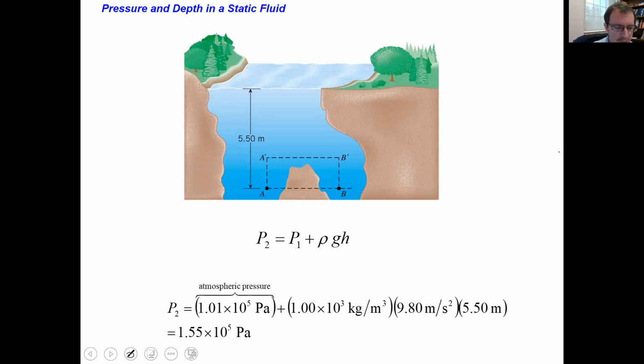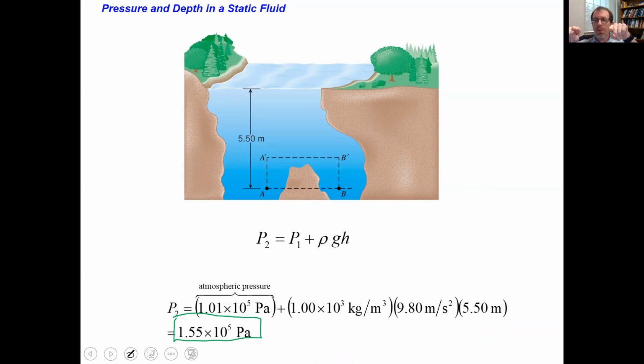I get the result that the pressure at the bottom, the pressure at A, our point that we're interested in, is 1.55 times 10 to the 5th pascals. That's going to be our pressure at A. That's also going to be the pressure at B. So in both cases, it's 1.55 times 10 to the 5th pascals. Why? Because they are at the same level. If I was looking at different levels, then our pressure would definitely be different.